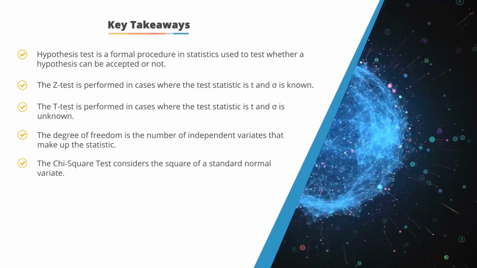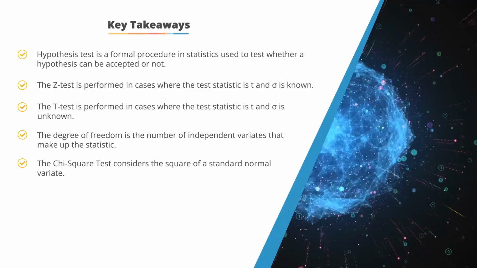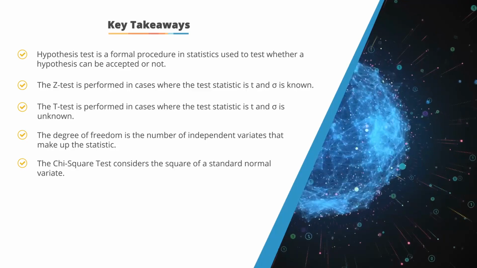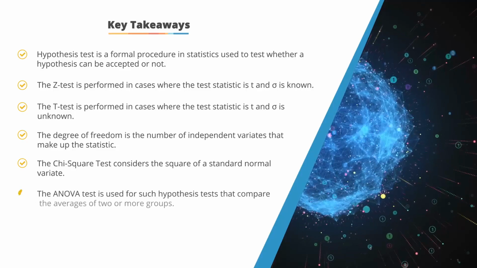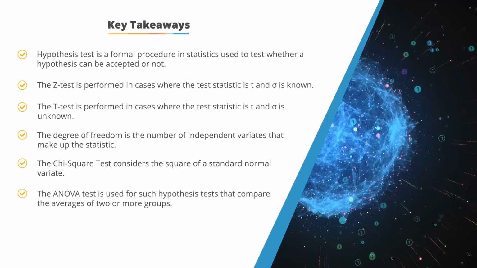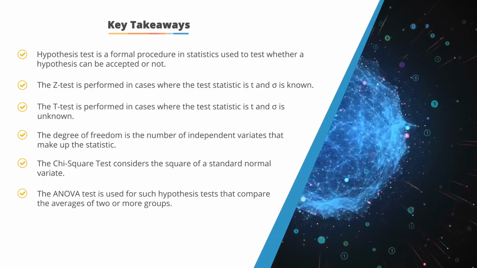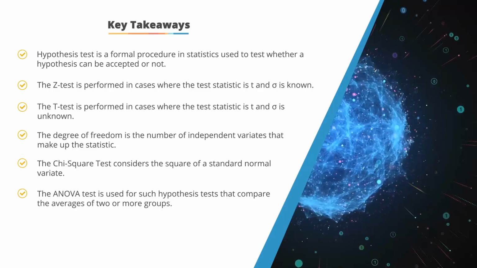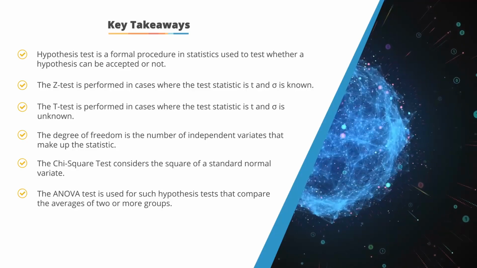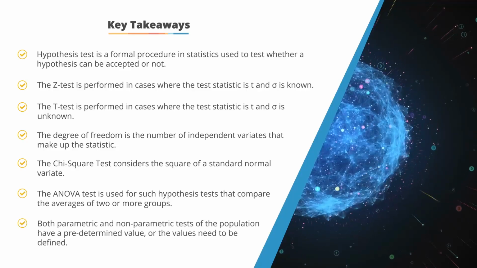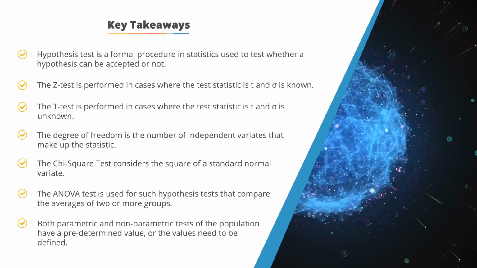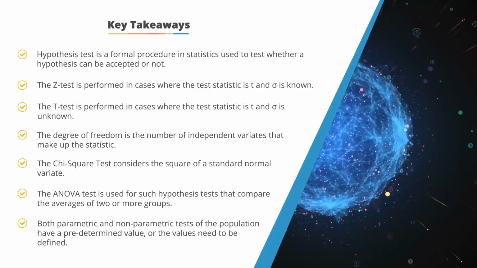Now the chi-squared test considers the square of a standard normal variate. It's generally looking for goodness of fit or independence of two predictor variables. The ANOVA test is essentially an expansion on the z and t test to reflect an accurate degrees of freedom to test for group differences when comparing two or more groups. Lastly, both parametric and non-parametric tests of the population have a predetermined value, or the values need to be defined.